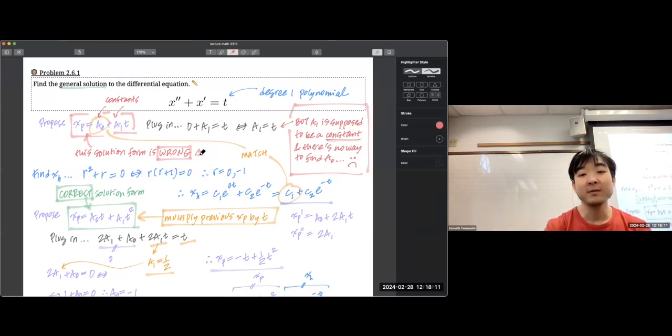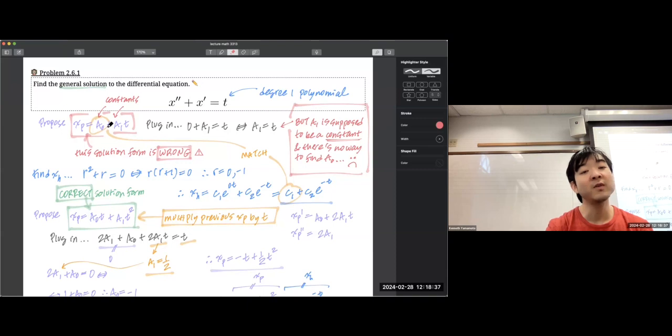And then if you actually plug this into the differential equation, first of all, you have no way of knowing what a naught is. So a naught you might just leave. But then if you plugged in a t for a1, then you actually don't get this to satisfy this differential equation. So the reason this was an issue, we ended up multiplying it by t. So the correct solution form was to multiply everything by t.